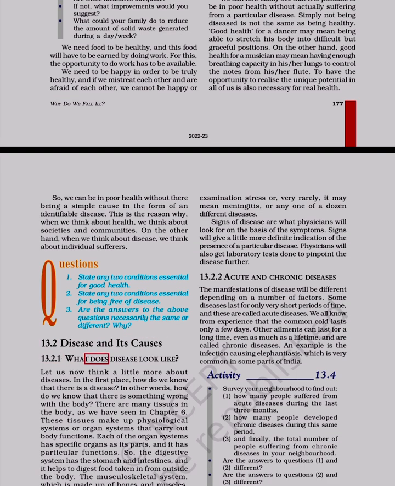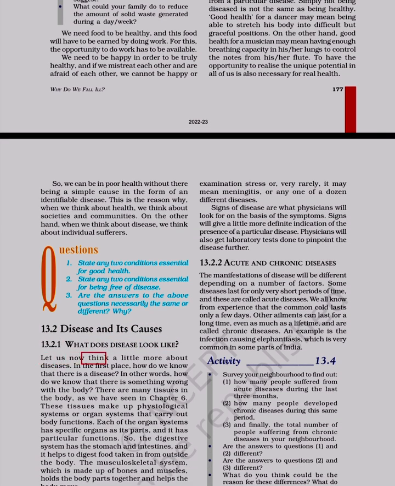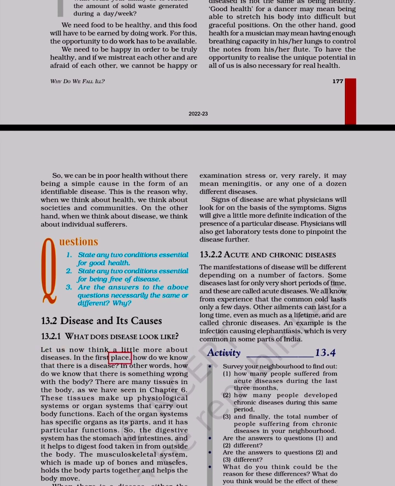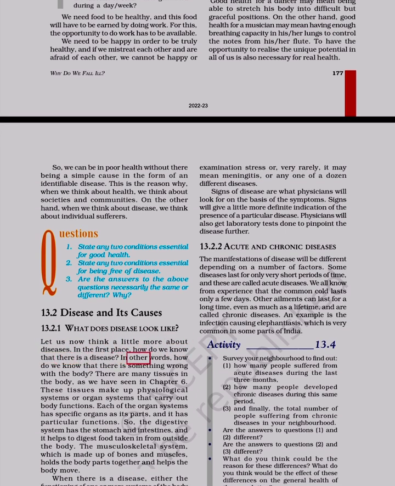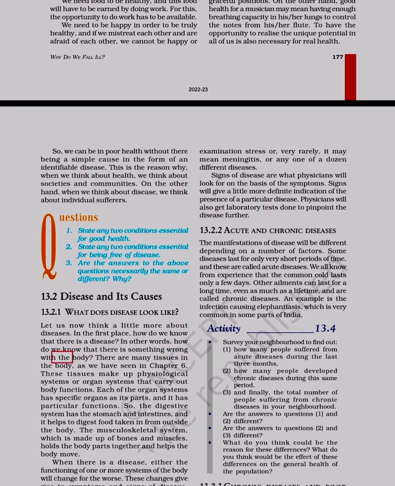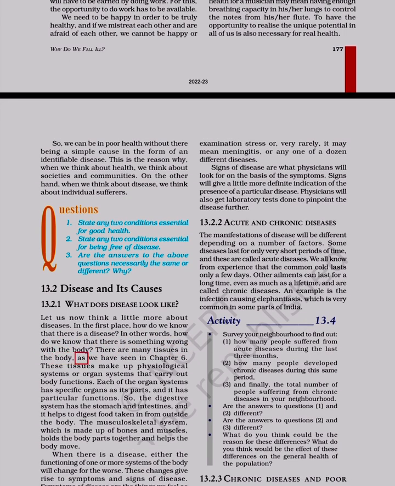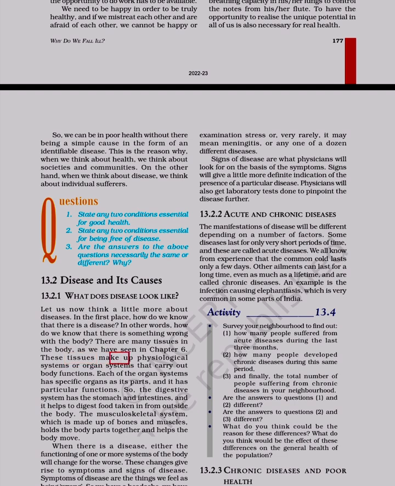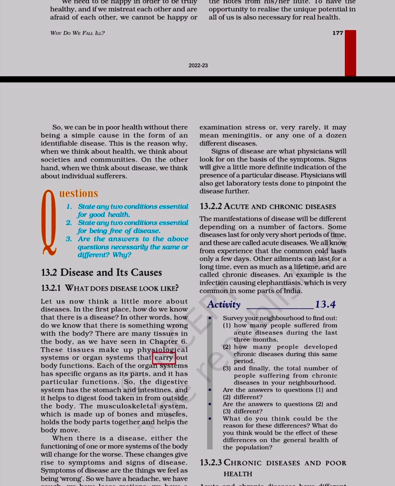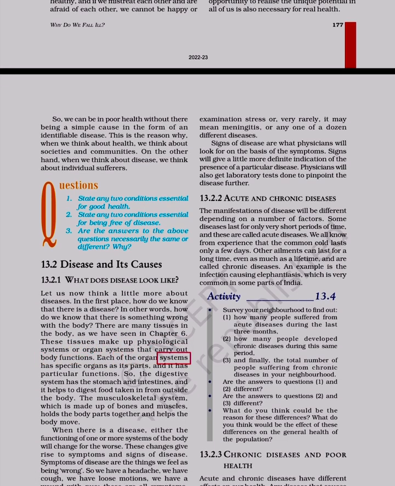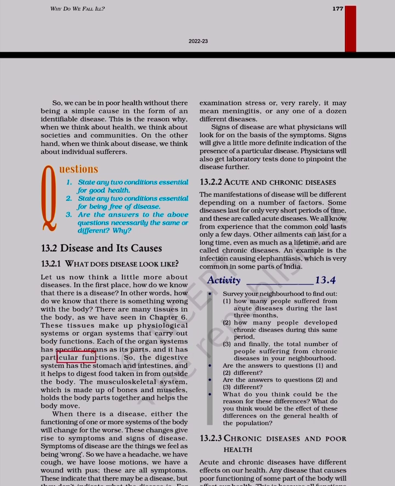What does disease look like? Let us now think a little more about diseases. In the first place, how do we know that there is a disease? In other words, how do we know that there is something wrong with the body? There are many tissues in the body, as we have seen in chapter 6. These tissues make up physiological systems or organ systems that carry out body functions. Each of the organ systems has specific organs as its parts, and it has particular functions.